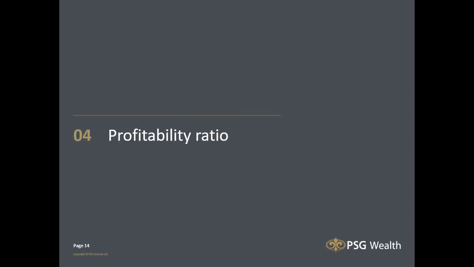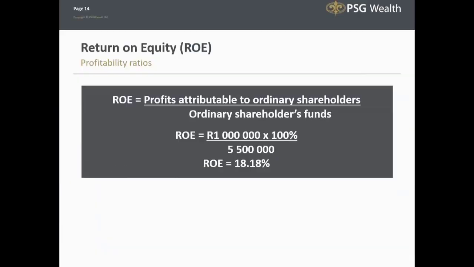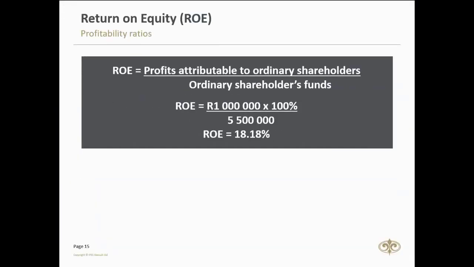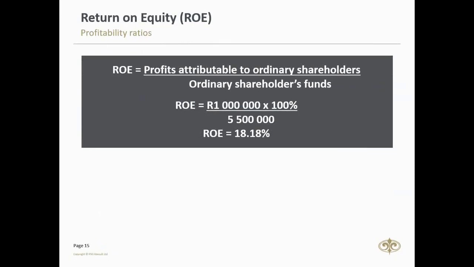So one of the ratios that we like to use is called return on equity. The return on equity basically measures the ability of the company to generate profits from its shareholders' investments or shareholders' funds. So it shows how much profit each Rand of ordinary shareholders' funds it will generate. I always say it's what will give you the biggest bang for your buck.